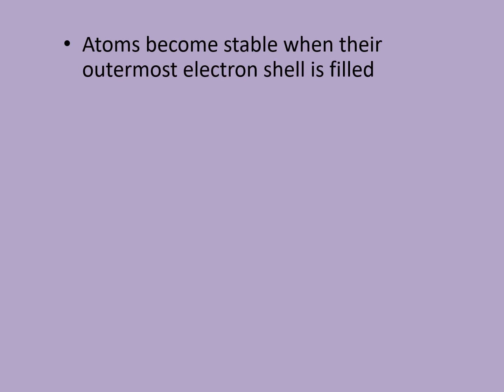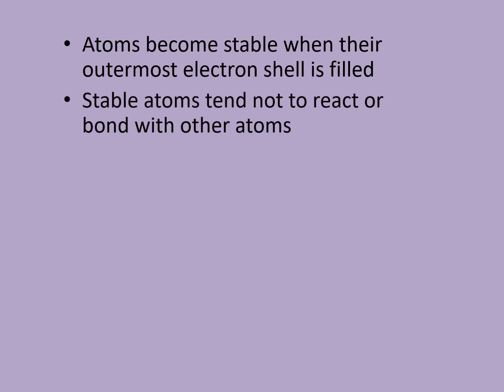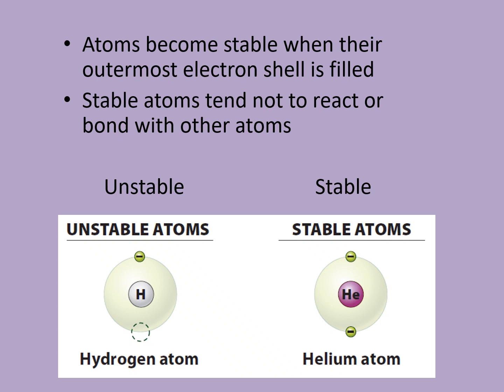Now, as you might have figured out, atoms are more stable when their shells are filled. So the goal is to have the outermost electron shell full. Stable atoms tend to not react or bond with other atoms. So hydrogen is unstable; it's got something missing in its outer shell. And the stable example is the helium atom, which has its shell filled.